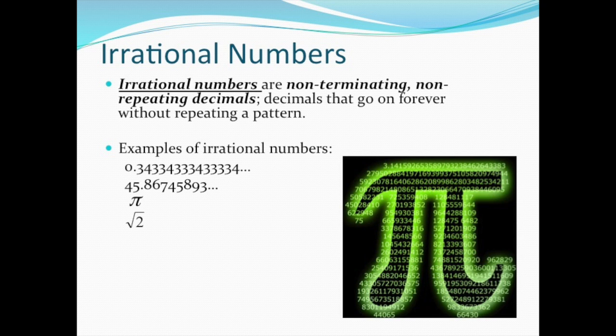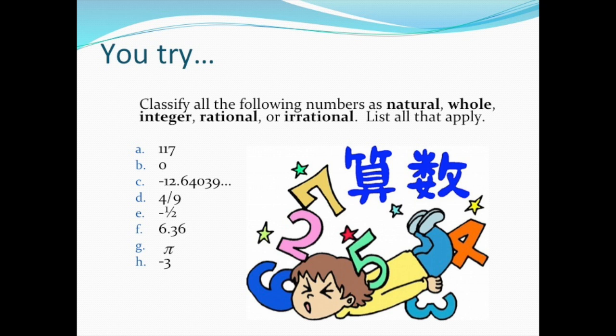Irrational numbers are non-terminating, non-repeating decimals. Decimals that go on forever without repeating a pattern. For example, pi is an irrational number. The square root of 2 is an irrational number.